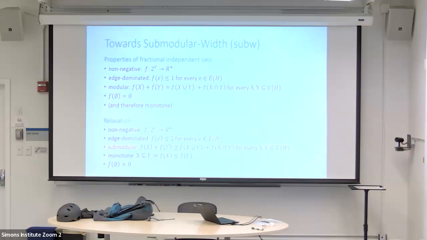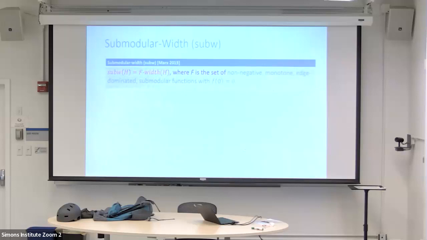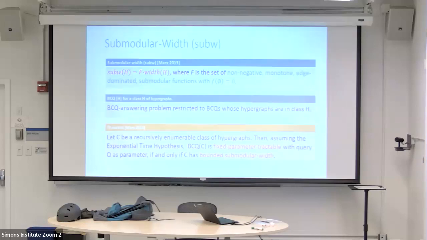And the only relaxation that Marx introduced when he introduced submodular width was that modularity was replaced by submodularity. Then submodular width is the uppercase f width, where f is the set of non-negative monotone edge-dominated submodular functions with this property that the empty set is mapped to 0.